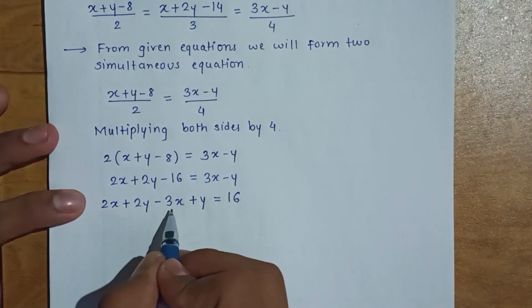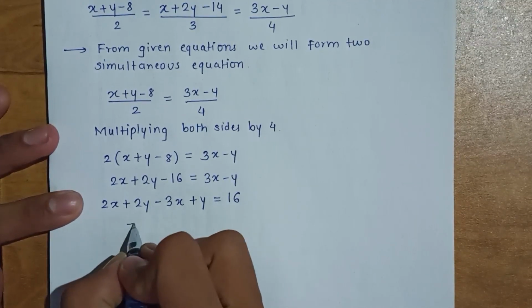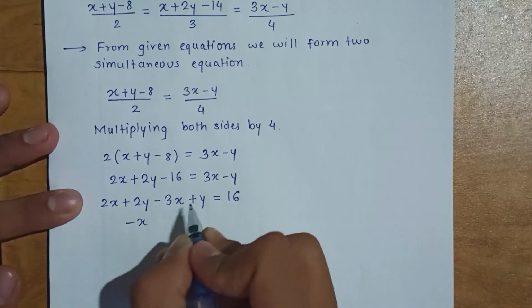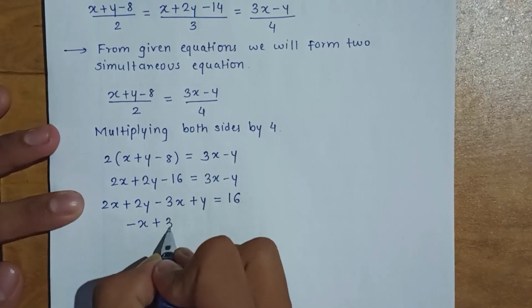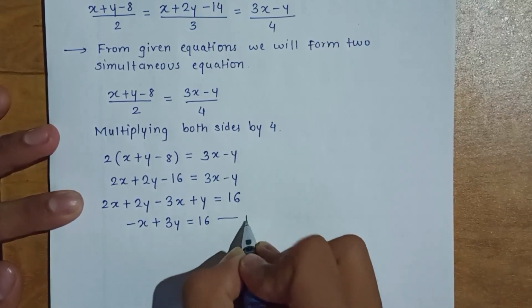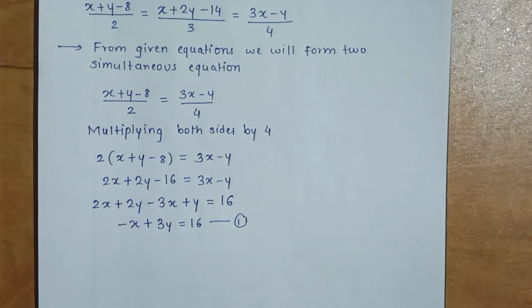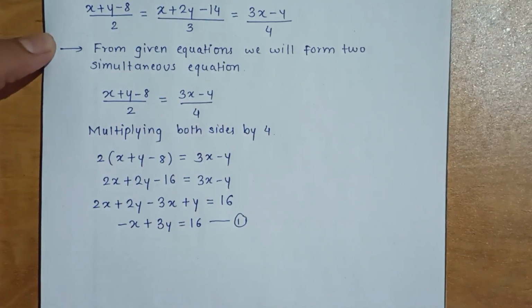Now we will just do the calculation. 2x minus 3x will give you minus x, and 2y plus y will give you plus 3y, equals 16. So this will be our equation number 1. Now we have got our equation number 1, and now we will solve for equation number 2.